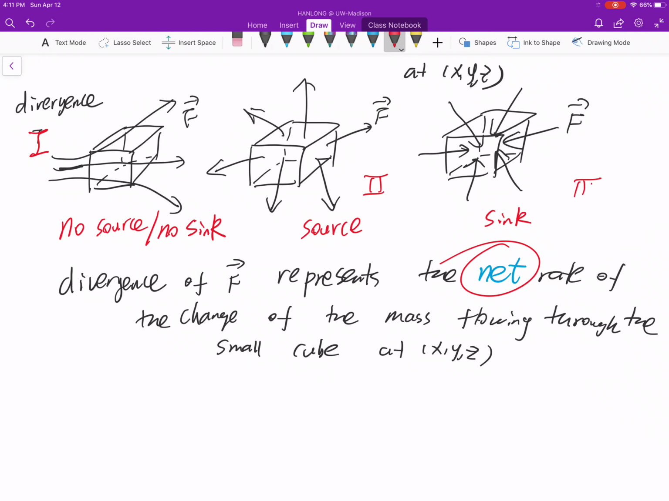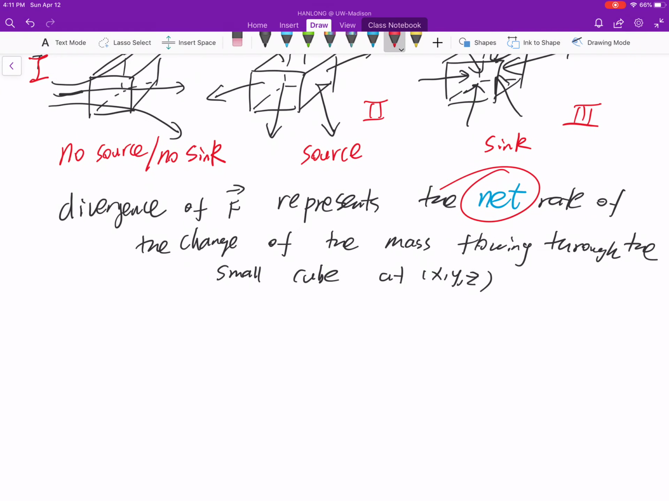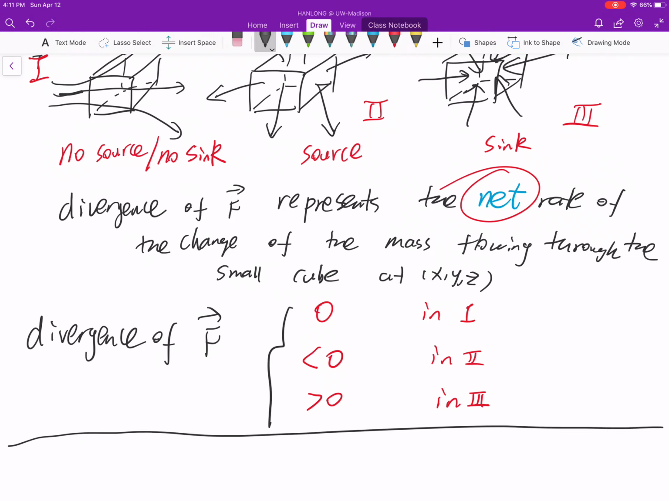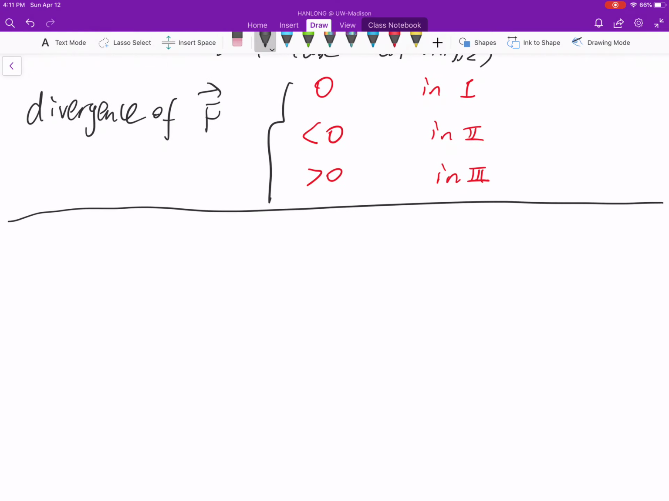So let me call them first one, second one, third one. By the geometric definition, you will see the divergence of F is 0 in case 1, bigger than 0 in case 2 because flows out, and less than 0 in case 3. Just by this definition, we can qualitatively draw this conclusion.